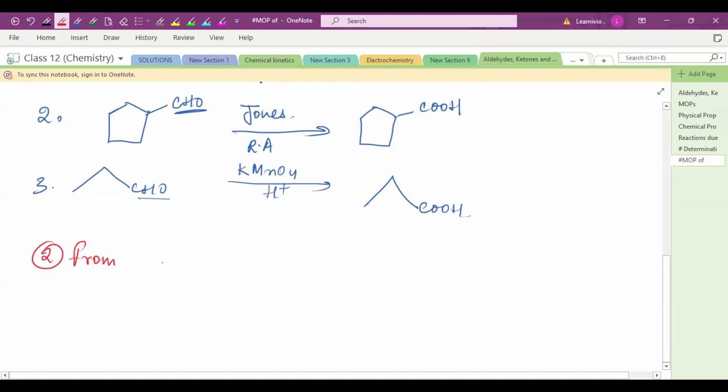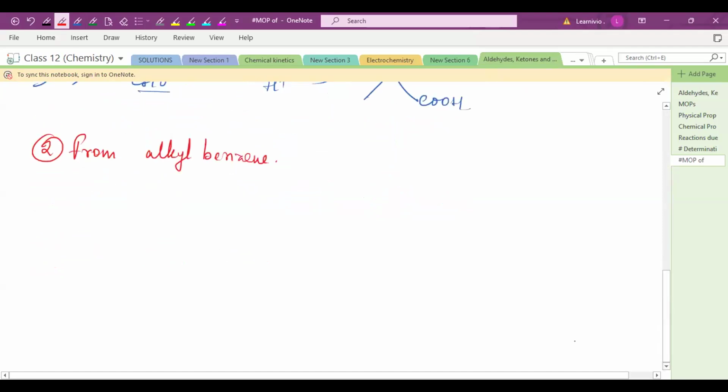Okay, now let's see the second method of preparation. So we can prepare the carboxylic acid from alkyl benzene also. Alkyl benzene. Okay. So let's see alkyl benzene से how we can prepare. So when you do the vigorous oxidation of alkyl benzene, vigorous oxidation means you have to use the strong oxidizing agent, okay, in acidic or alkaline medium.